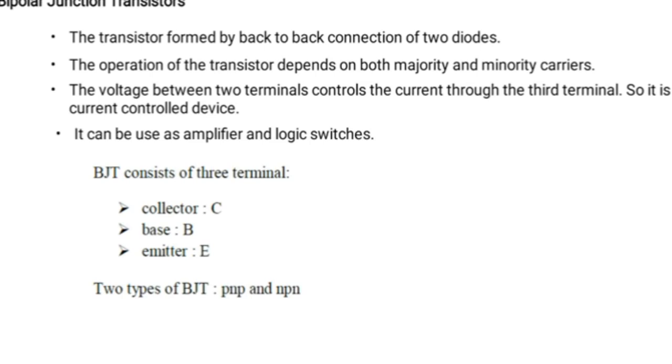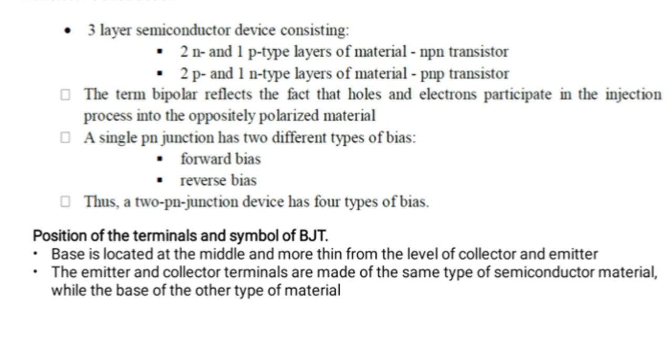Here the voltage between two terminals will control the current through the third terminal. So this bipolar junction transistor is completely a current control device, and it can be used as an amplifier and as a logic switch. It has three terminals: collector, base and emitter. Under this, we are going to study the types of BJT, that is PNP and NPN transistors.